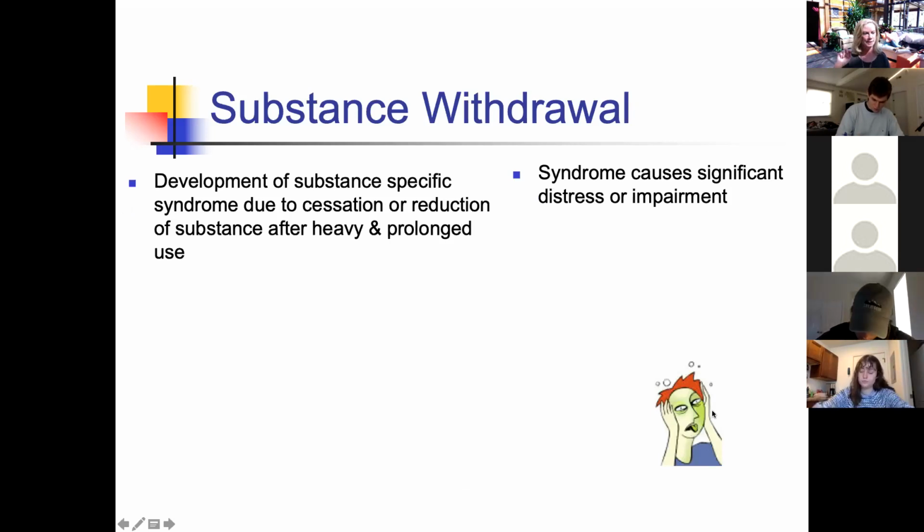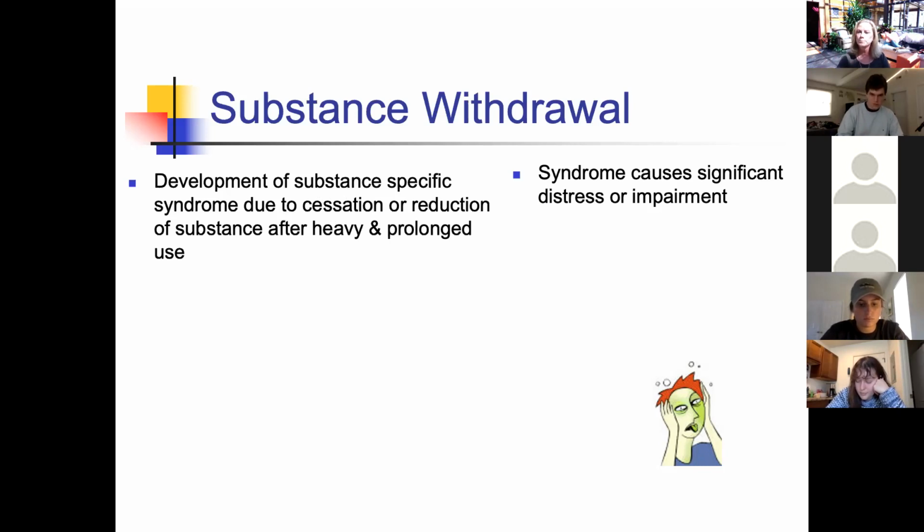The second diagnosis in the DSM is substance withdrawal. And so this would be developing, again, it's going to be substance specific. So withdrawal from a stimulant is going to look different than withdrawal from, say, a sedative, which is going to look different from withdrawal from alcohol, as an example. So it's the development of the substance specific syndrome, in this case, due to cessation or reduction of the substance after heavy and prolonged use.